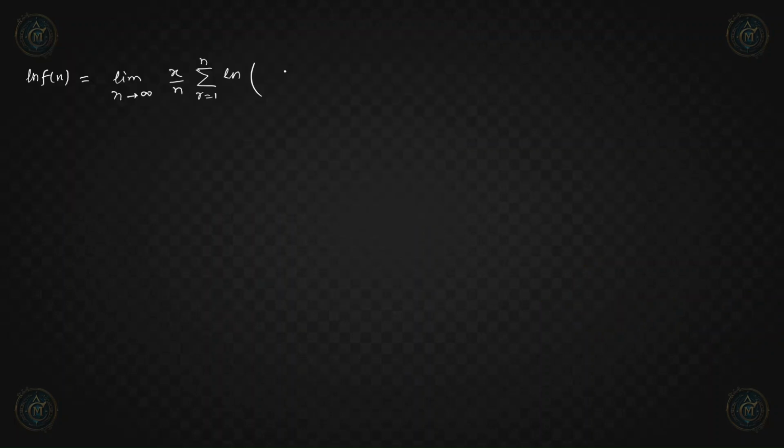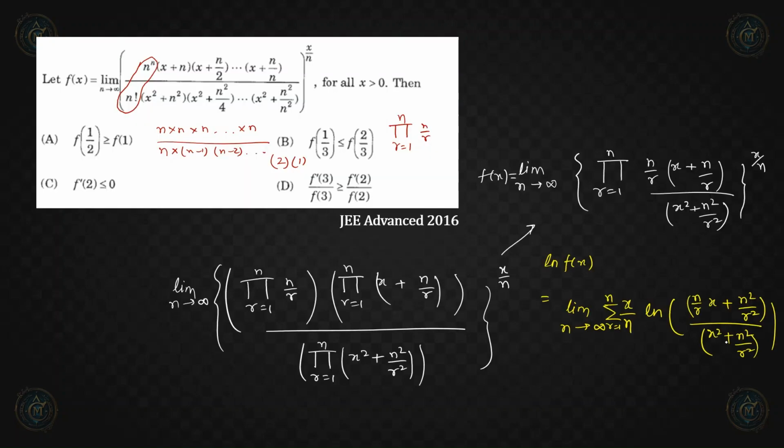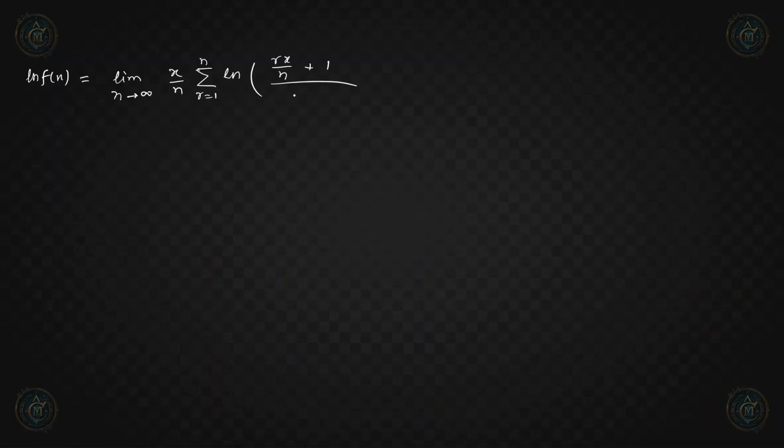Okay, so this thing will be rx by n plus 1, divided by this, which will be r square x square divided by n square. So r square by n square times x plus 1. Now we have to convert this into a limit of a sum. So what will be our steps here? The steps will be simply replacing this r by n with some variable.